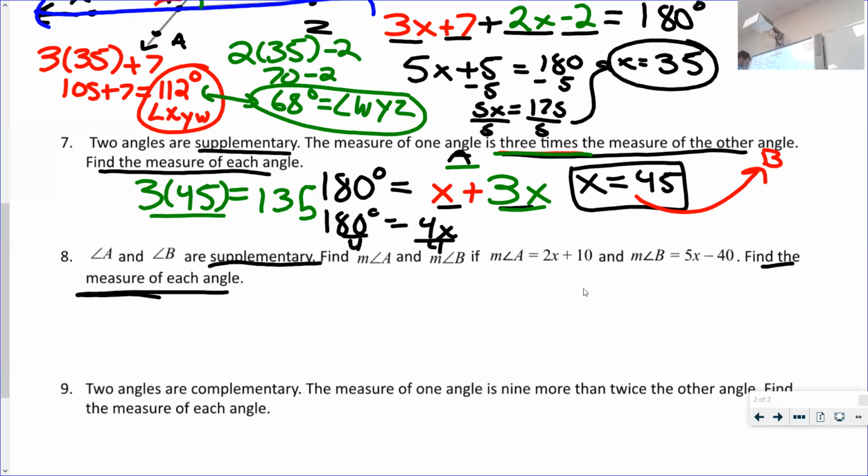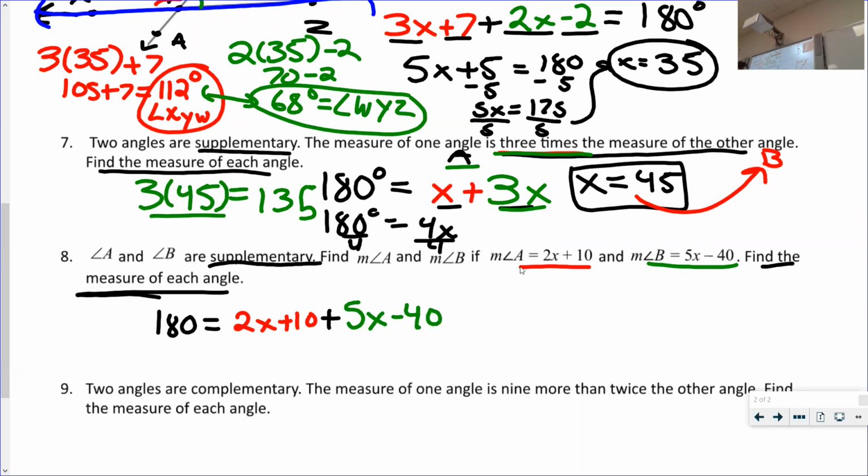But you do want to start off by, let's call this A and let's call this B. Not let's call it, it's already called that. So it's going to be 180 equals 2x plus 10 plus 5x minus 40. Combine like terms, you get 7x. This is a negative 30. Make sure it's a negative 30 equals 180.